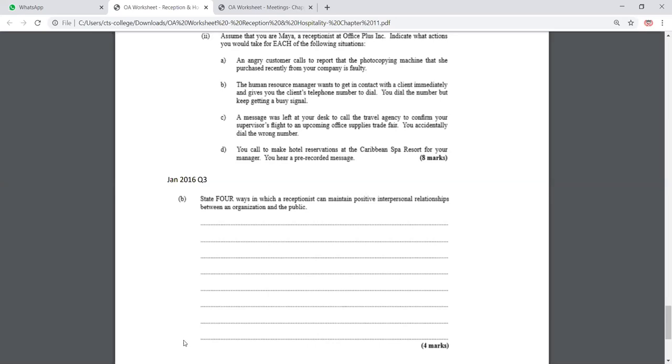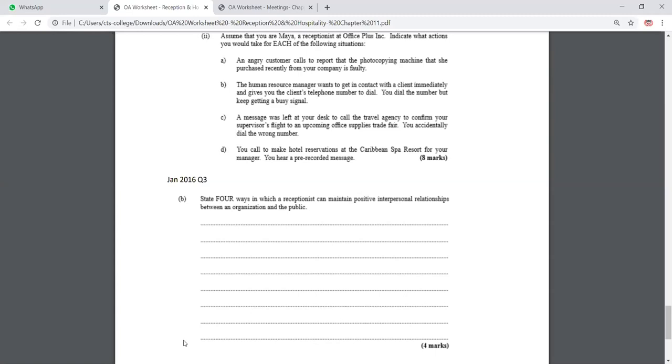Two, do not gossip. Be polite, respectful, and friendly at all times. Another point, be neat and properly attired. That's another point you all can work with. Be helpful and tactful when responding to inquiries in person or over the telephone.